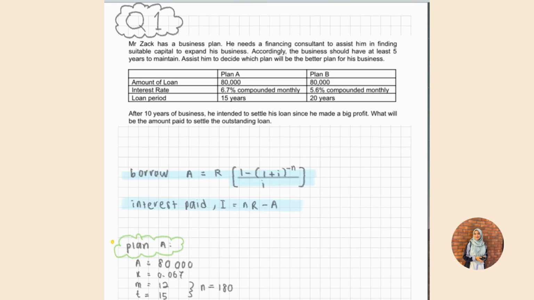Alright, according to this question, we have a Plan A and Plan B. Amount of loan for Plan A is 80,000, same as Plan B. Interest rate for Plan A is 6.7% compounded monthly, and for Plan B is 5.6% compounded monthly too. Loan period for Plan A is 15 years and for Plan B 20 years.